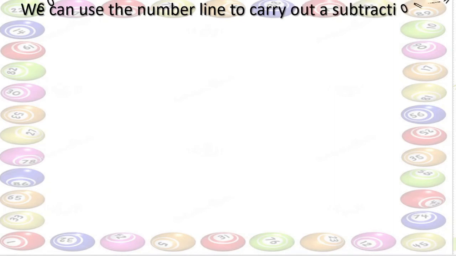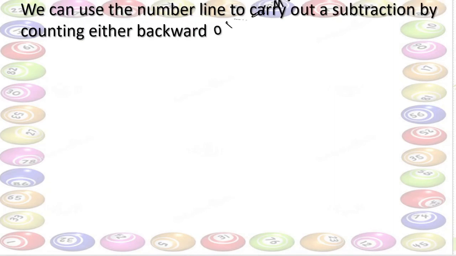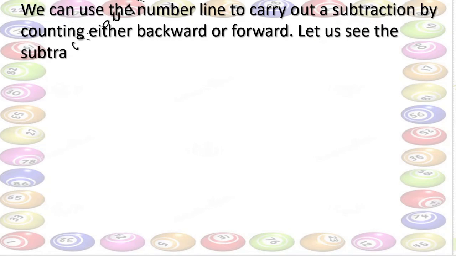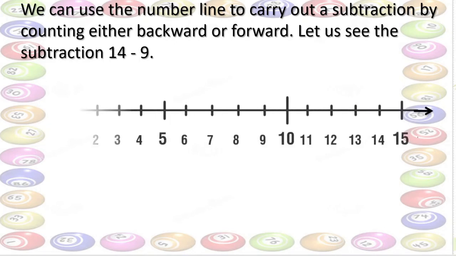Now here we can use the number line to carry out subtraction by counting either backward or forward. Let us see the subtraction 14 minus 9. Yes, dear children, here we can count backward to get our answer, or sometimes we can count forward to get our answer. Whichever is easy, we will see. Okay. Now here this is a number line. You know that, right? Okay. Now what is given here? Subtraction of 14 minus 9.